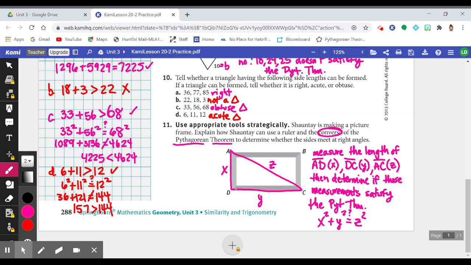So hopefully we're seeing how the Pythagorean theorem can be used. Hopefully we're really getting comfortable with the Pythagorean theorem, and then seeing how we can use it to determine, if it's not a right triangle, what type of triangle it is.